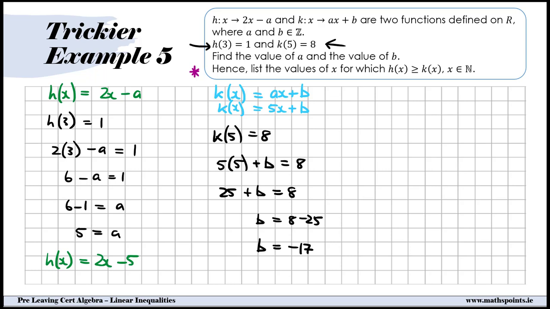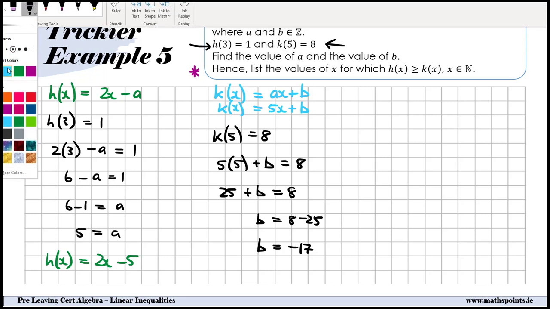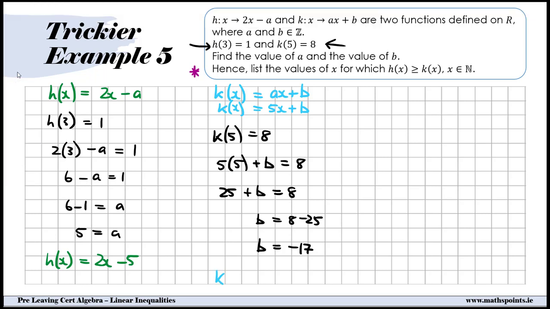Now, the fact that I have it as minus 17, I'm going to go and update my function k of x. k of x is now the function 5x plus b, which means 5x minus 17. So the first part of the question is a purely functions question where we're given information about inputs and outputs, and we can use that to find the values of a and b.